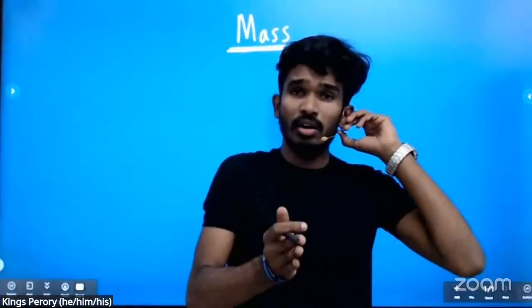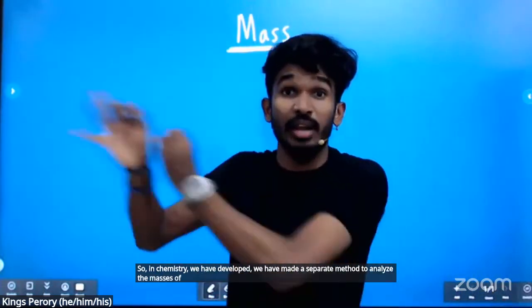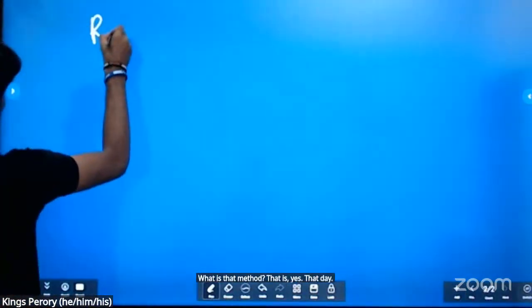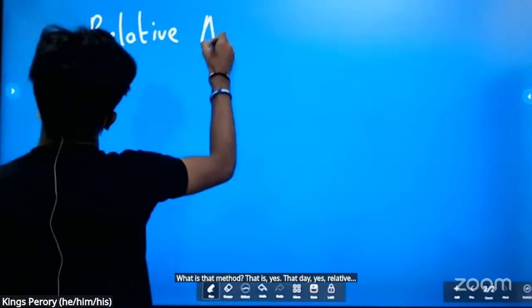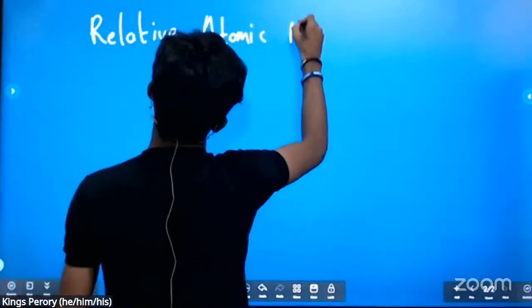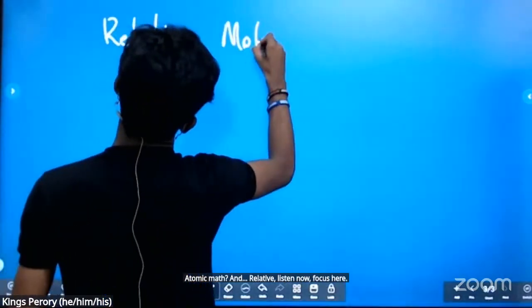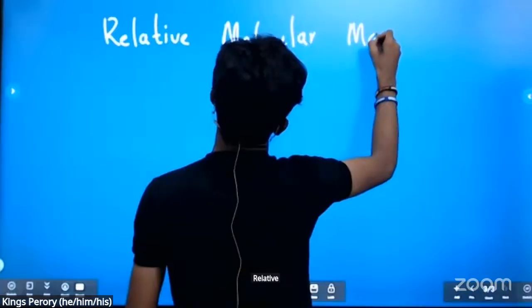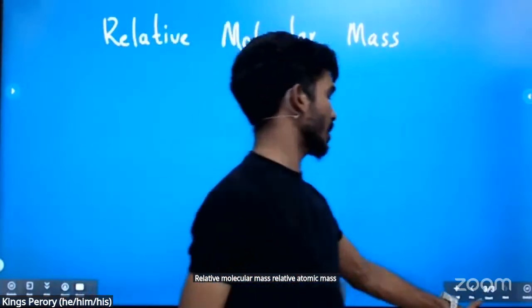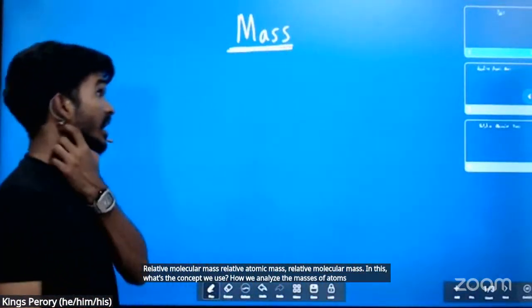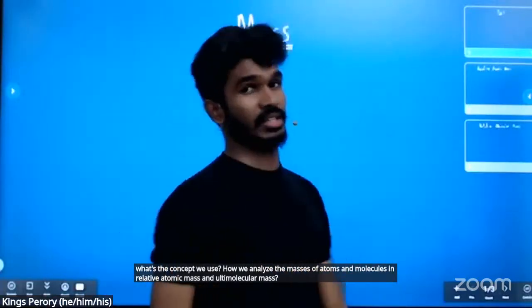So in chemistry, we have made a separate method to analyze the masses of atoms and molecules. What is that method? That is relative atomic mass and relative molecular mass. Listen now, focus here. In this, what's the concept we use? How do we analyze the masses of atoms and molecules using relative atomic mass and relative molecular mass? This is the method.